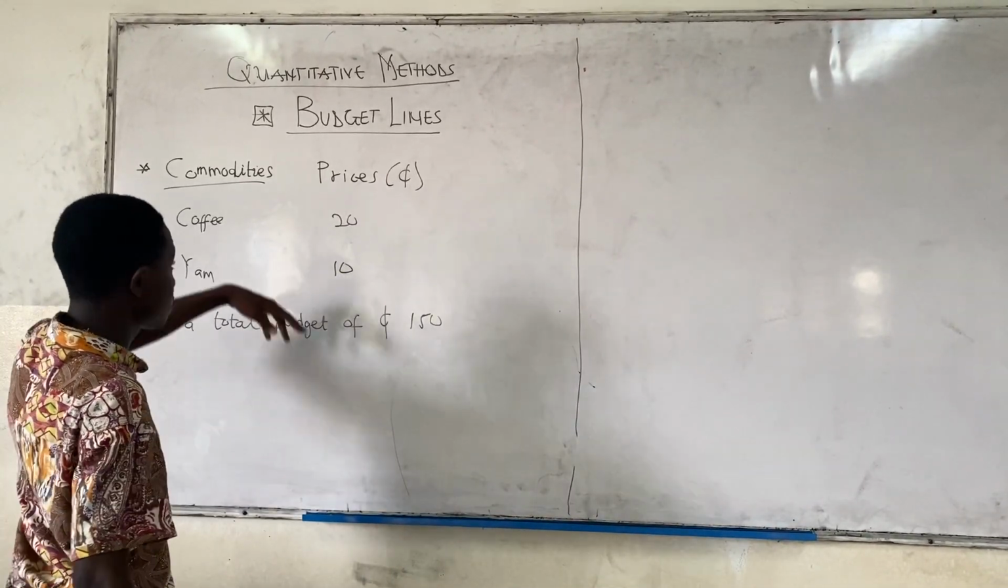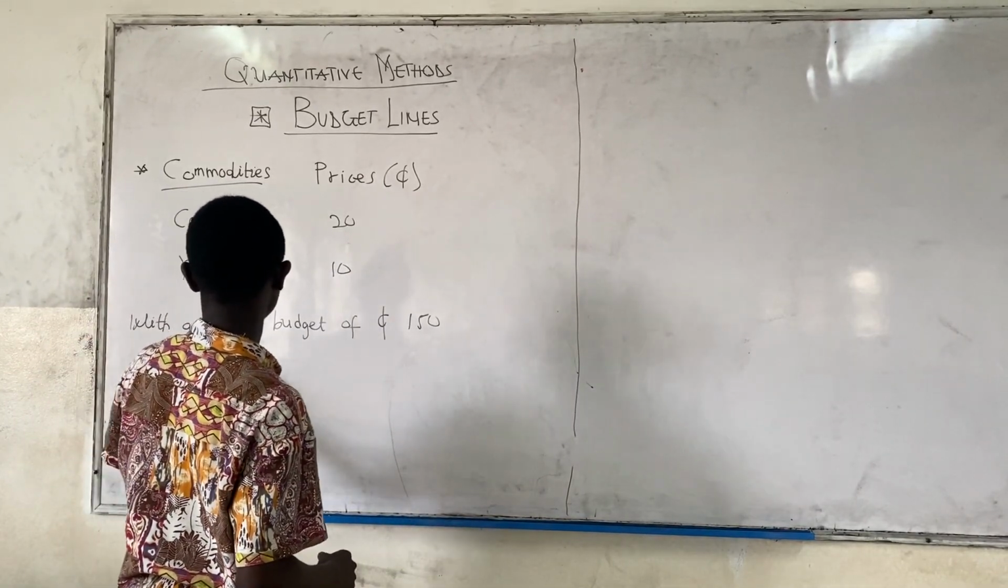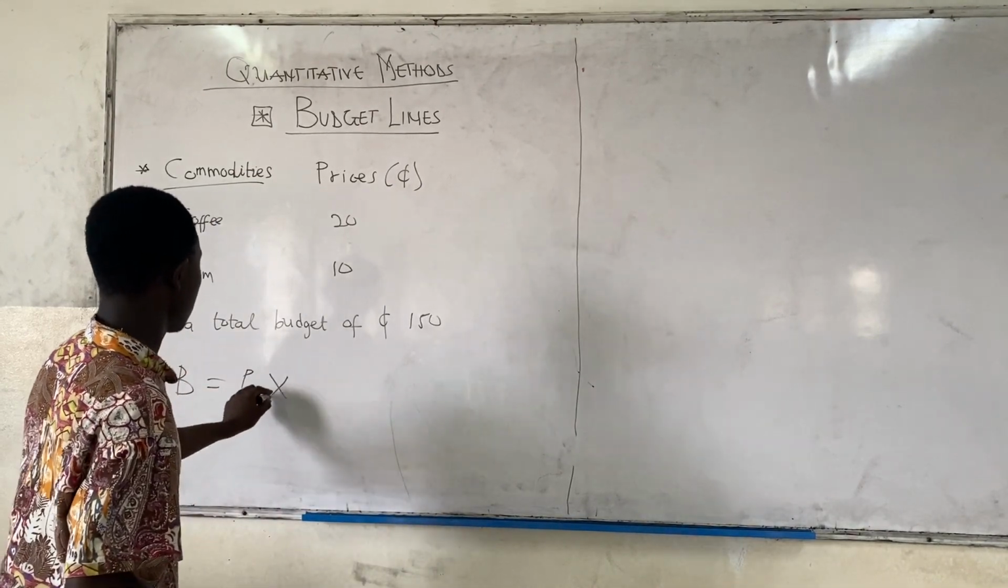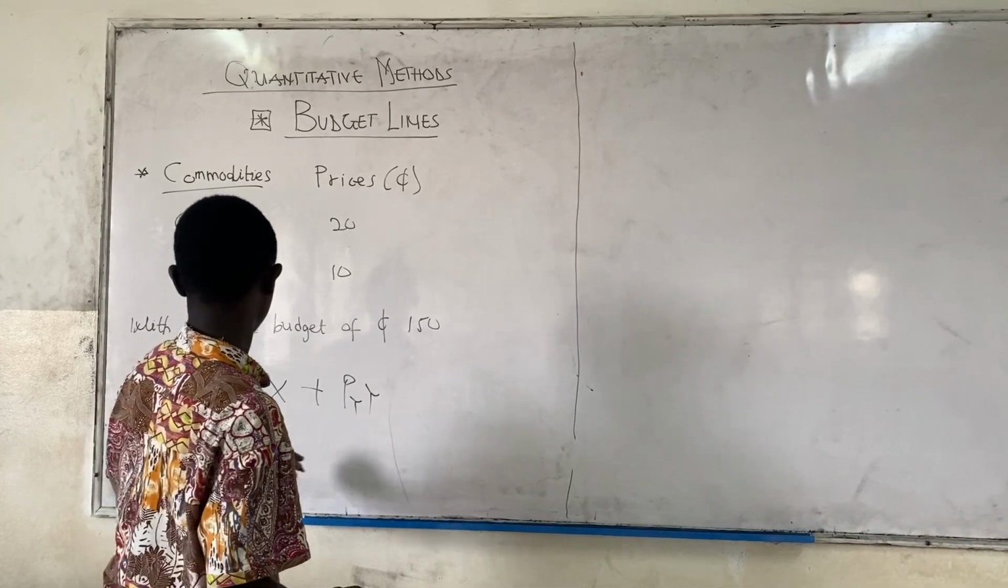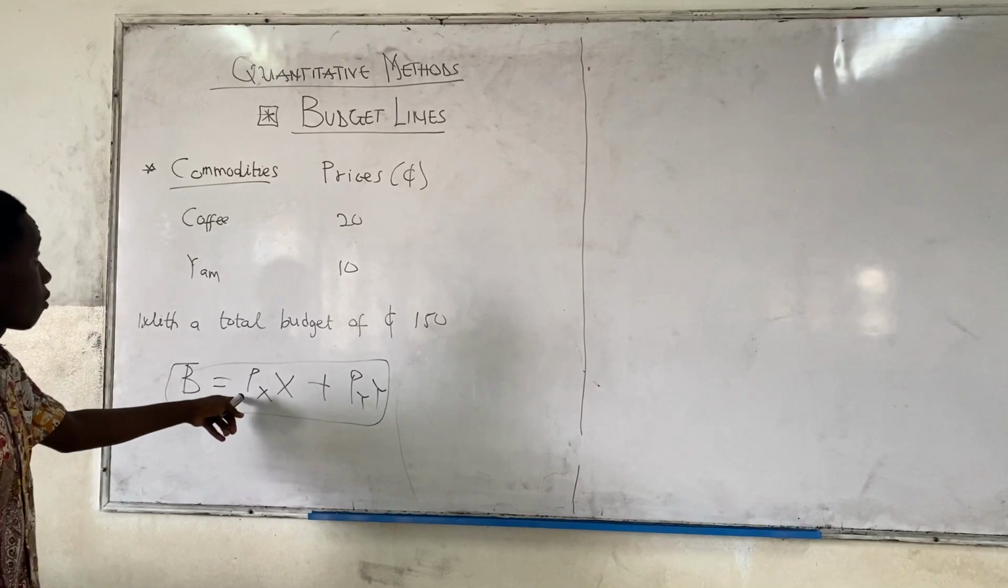So the budget line for this given information therefore becomes B is equal to price of X, commodity X, plus price of Y, commodity Y. This actually becomes the formula for the budget line.